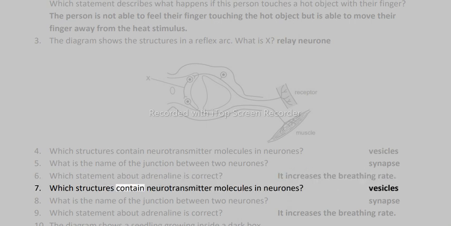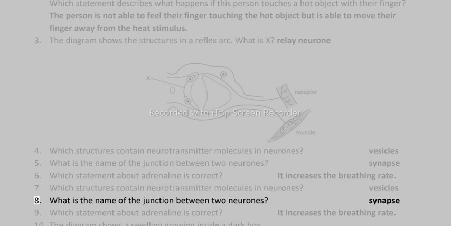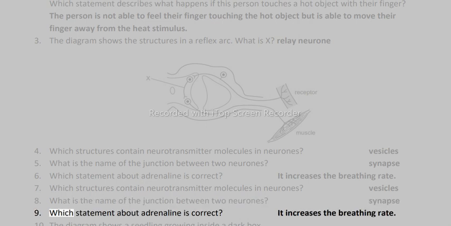7. Which structures contain neurotransmitter molecules in neurons? Vesicles. 8. What is the name of the junction between two neurons? Synapse. 9. Which statement about adrenaline is correct? It increases the breathing rate.